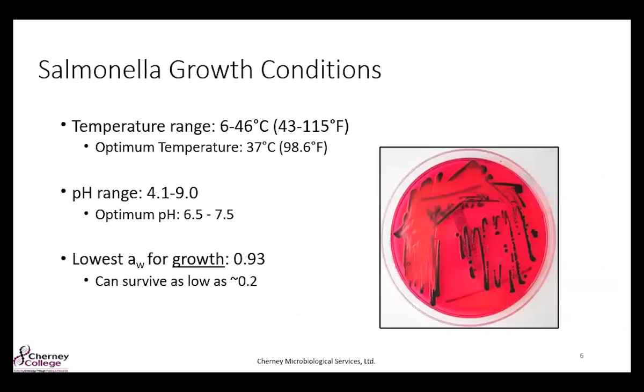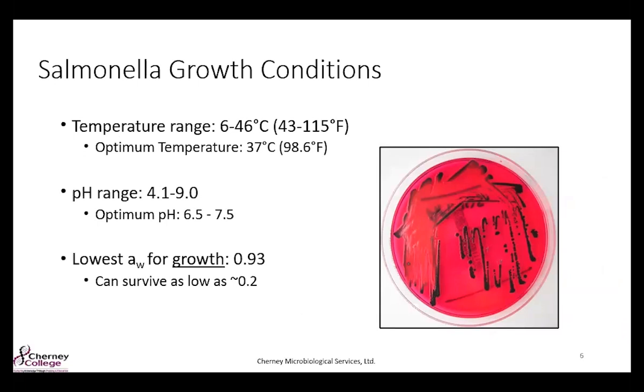So we're going to talk a little bit about the Salmonella growth conditions. They grow in a temperature range of 43 degrees Fahrenheit all the way up to 115 degrees Fahrenheit, although their optimum temperature for growth is 98.6 degrees Fahrenheit. And if that sounds familiar, it should, because that is the typical temperature of the human body.